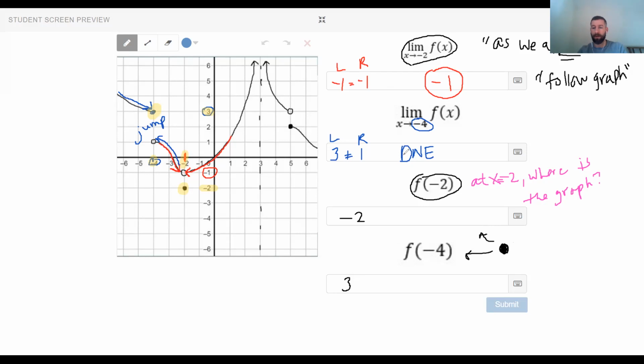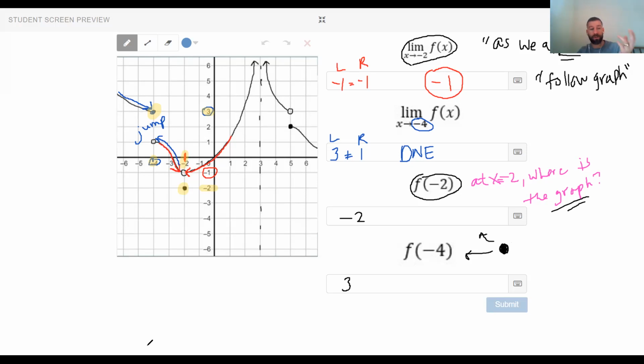So circles don't matter for limits, just the graph and where it's going matters. Whereas if I'm asking you basically where is the graph, we need to know what y value to look for. We're going to be looking for a closed circle or the graph itself. So that's limits, and now I'm going to turn it over to you to actually answer those questions on limits.